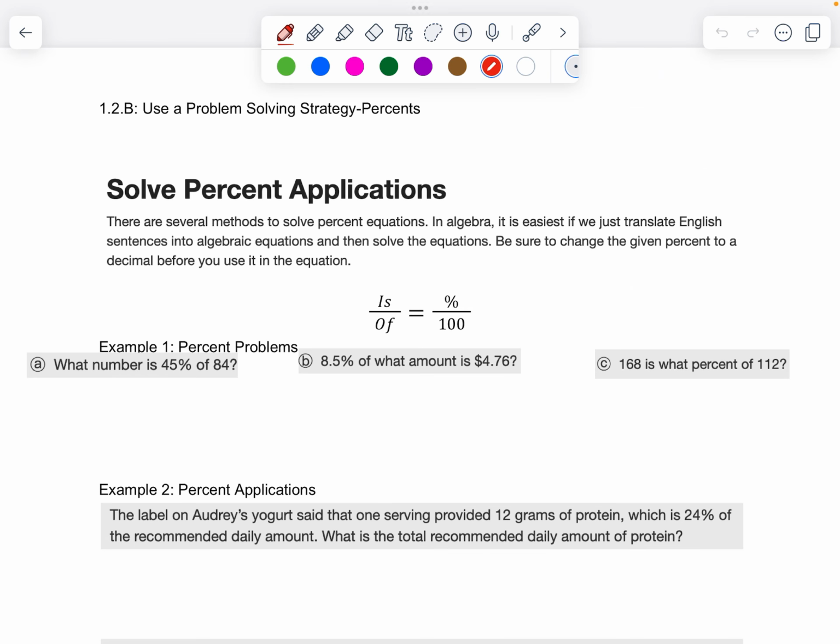Hi friends, today we're going to talk about solving percent problems and then also some interest problems. There are several methods to solve percent equations. In algebra, it's easiest if we just translate English sentences into algebraic equations and then solve the equations. It says here, be sure to change the given percent to a decimal before you use it in the equation.